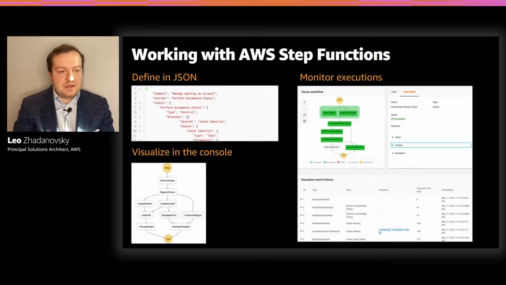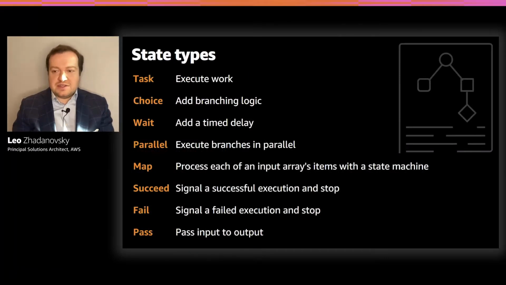So to work with step functions, you basically define your workflows in JSON. Then you visualize these workflows in the management console. And you can even monitor the current executions as well as audit previous executions there too. And you can see the execution history and the inputs and outputs of each of your states in your workflows. And there are different state types. There's a task, which executes work. And then there are choices, so you can add branching logic. You can do things in parallel, and so on and so forth.